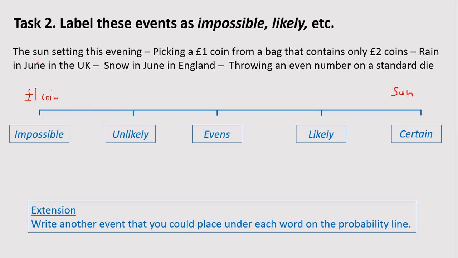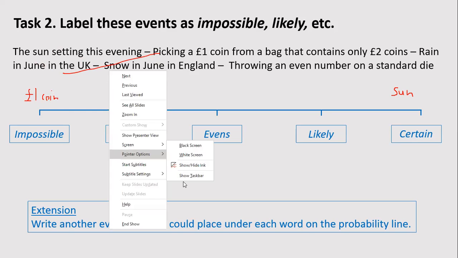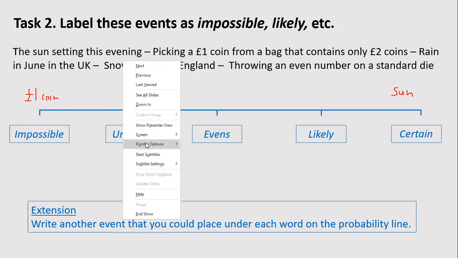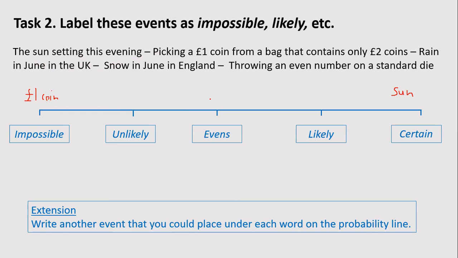Rain in June in the UK. That's an interesting one, isn't it, really? You know, we do generally think that we are not going to get rain in June because it's summer, but it can happen quite easily. For that one, I'd say probably evens. Okay, so I'll put June, rain.